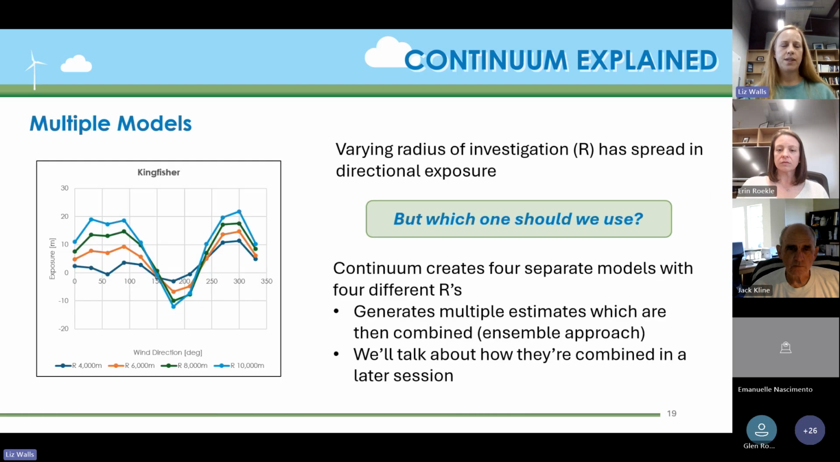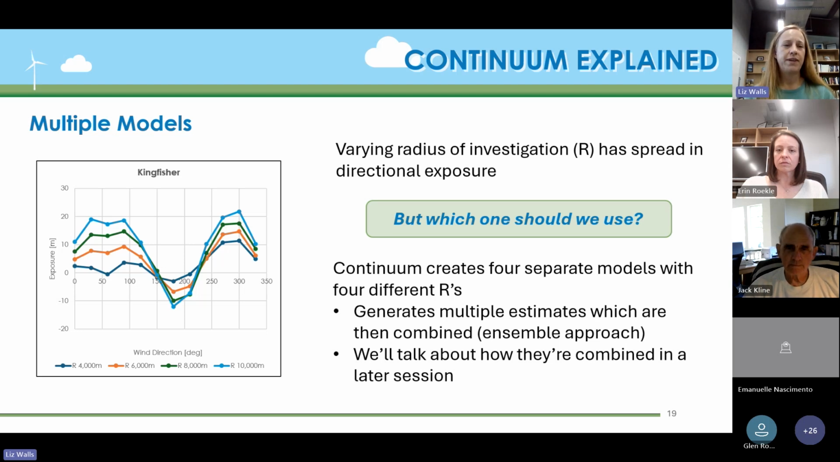Let's take a quick step back, though, and revisit the radius of investigation. So in these results, we showed the calculated exposure value using 4 different radii, and that it changes the calculated value. But you might be asking yourself, well, okay, but which radius of investigation should we use? And that's a great question to ask.